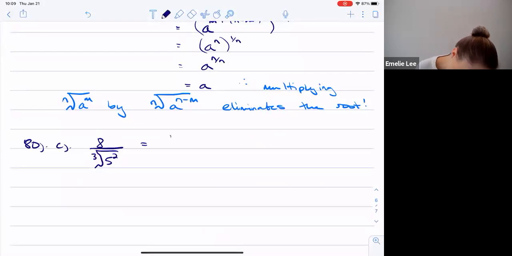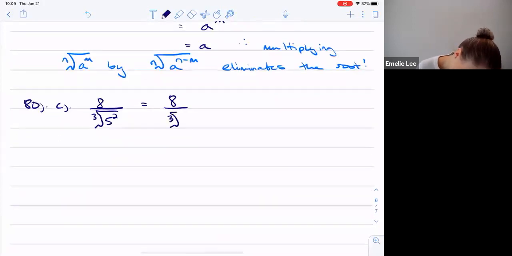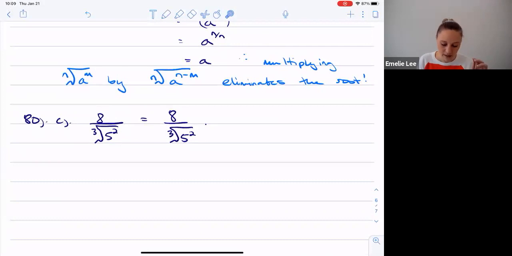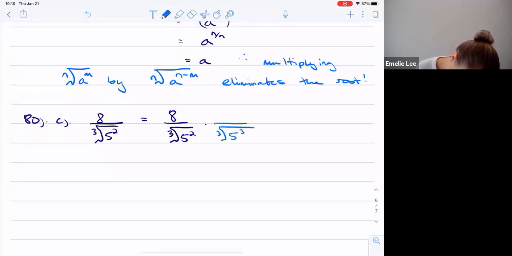So now I'm going to rewrite this as 8 over the third root of 5 squared, times, because I've got the third root of 5 squared, I'm going to multiply by the third root of 5 to the power of 3 minus 2. And I'm going to write it out as 3 minus 2, even though it simplifies, just to make it really obvious. So times, and I need it in the denominator for sure, the third root of 5 to the 3 minus 2, but also in the numerator, there.